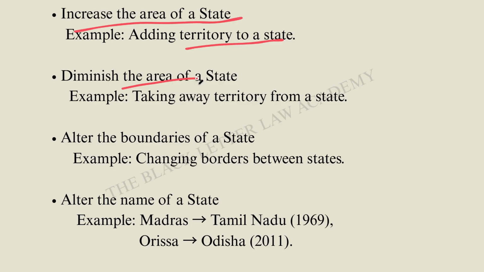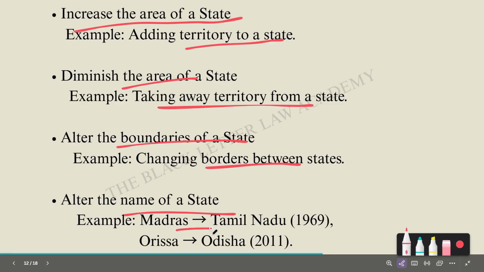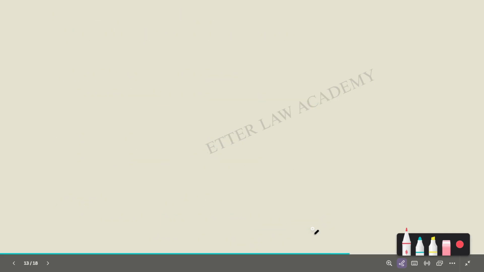Parliament can also diminish the area of states, which means taking away territory from a state. Further, Parliament has the power to alter the boundaries of the state. This includes changing the border between states. Parliament can also alter the name of a state. For example, Madras was renamed Tamil Nadu in 1969. Orissa was renamed Odisha in 2011.